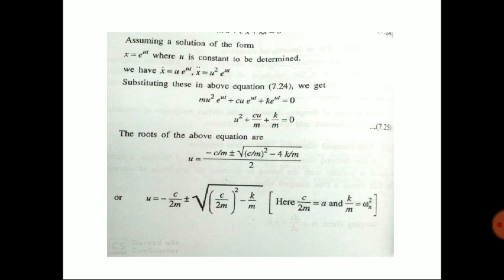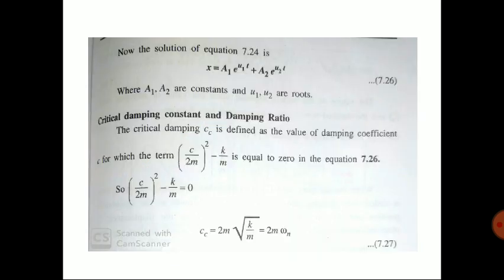Inside this square root, that is (C by 2m) whole squared minus K by m. For the critical damping coefficient, this term becomes equal to 0. So (C by 2m) whole squared minus K by m equals 0. So instead of C, we can substitute Cc. That is Cc equals 2m into root of K by m. Root of K by m is omega n. So 2m omega n. So this is the critical damping coefficient.